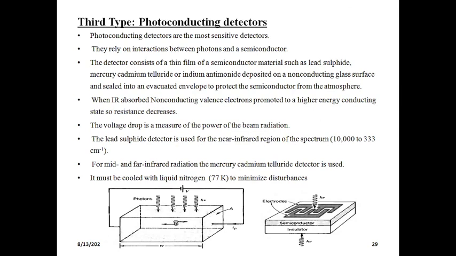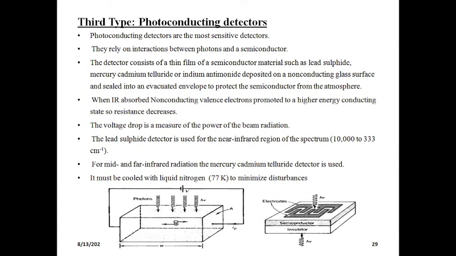The third type is the photoconducting detectors. These are the most sensitive detectors and are widely used. They rely on interaction between photons and a semiconductor. So it is not only a semiconductor, it reacts on the falling of photons. The detector consists of a thin film of semiconductor material, lead sulfide, mercury cadmium telluride or indium antimonide, deposited on a non-conducting glass surface and sealed into an evacuated envelope to protect the semiconductor from the atmosphere.